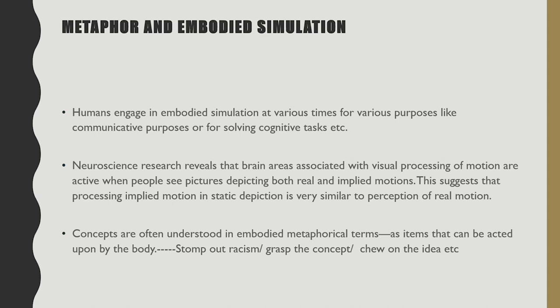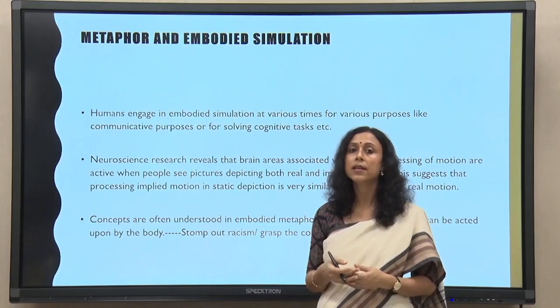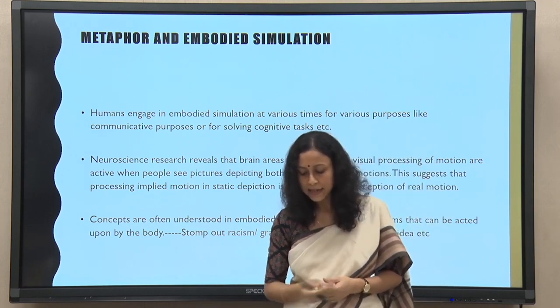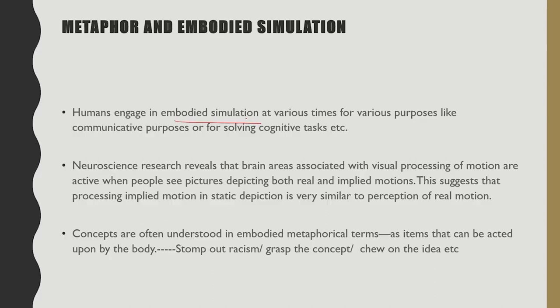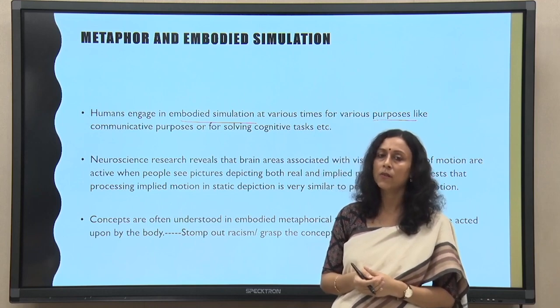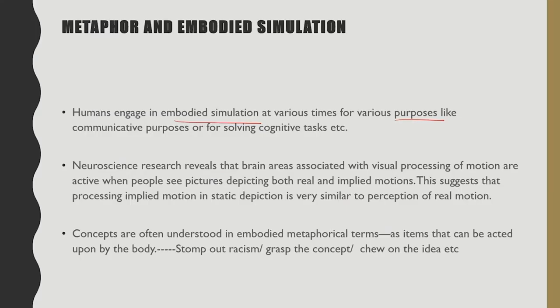How we cognize the world has a lot to do with how we simulate certain situations, certain understanding, certain events and objects and so on in our life. So, humans engage in embodied simulation quite often at various times for various purposes, for example, for communicative purposes, for solving cognitive problems and so on and so forth. Not only is this understood at the theoretical level, but we also have adequate empirical evidence from the domain of neuroscience. Neuroscience research reveals that brain areas associated with visual processing of motion are active when people see pictures depicting real as well as implied motions.